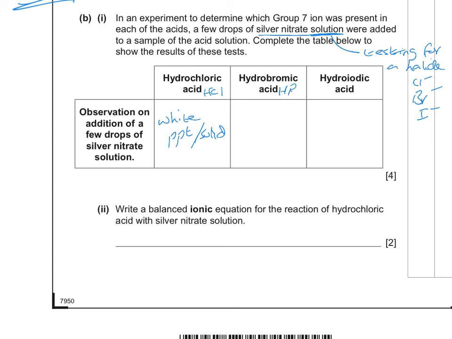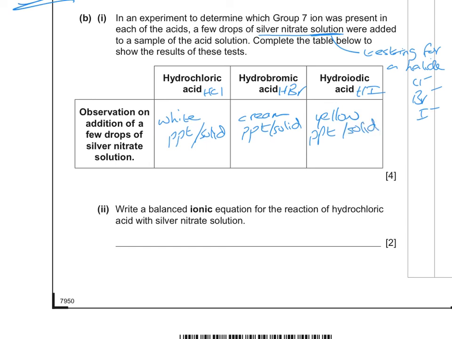Hydrobromic, which is HBr, so contains bromide ions when in solution, and that will form a cream precipitate or solid when silver nitrate solution is added. And lastly, hydrogen iodide. Hydrogen iodide contains the iodide ions, and they will react with a silver nitrate solution to form a yellow precipitate.